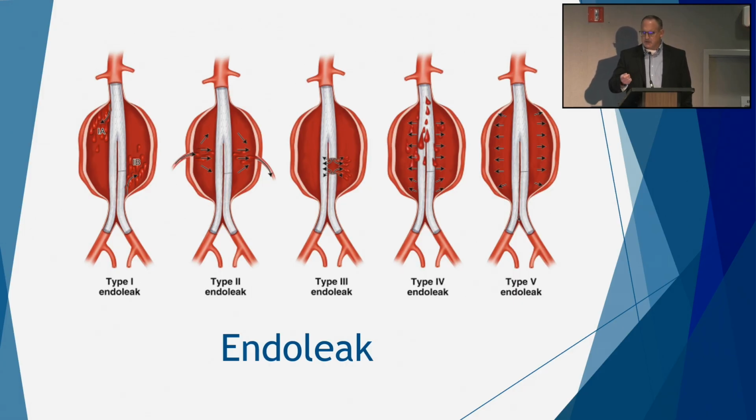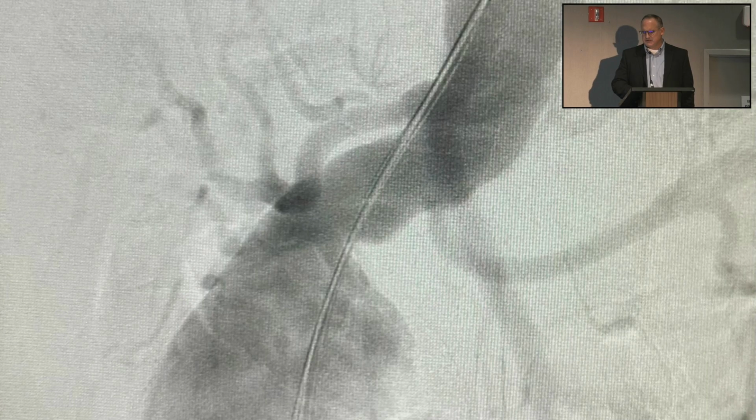It's actually a tear in the material or separation at graft components. Type 4 is due to the porosity of the graft. So the old grafts used to sweat blood through them, and then they coagulated. So you could see that complication. Type 5 endoleak is the mysterious one where there's no evidence, but the sac keeps growing. It's also called endotension.